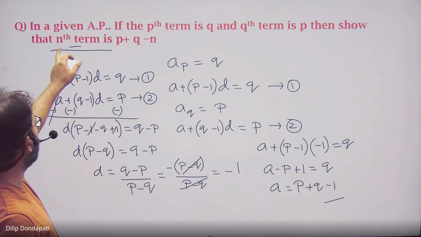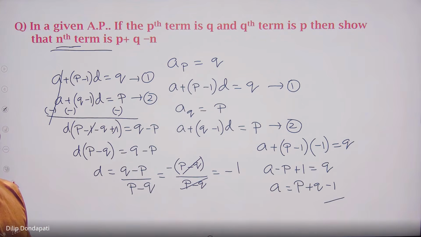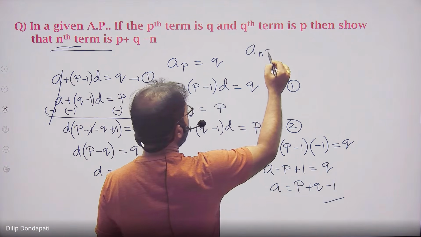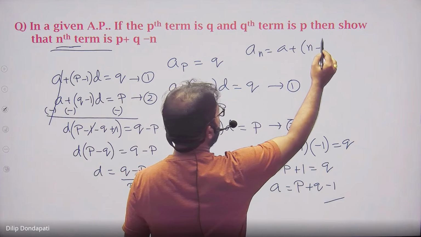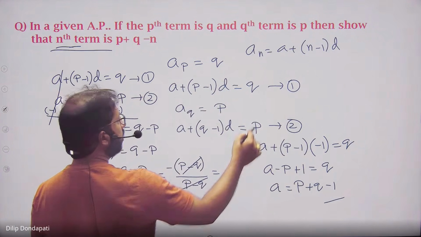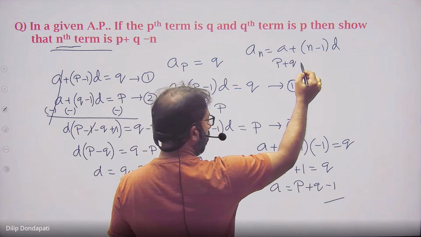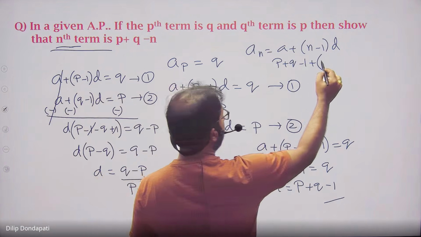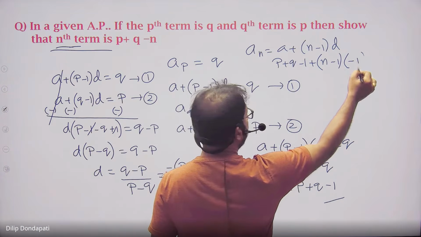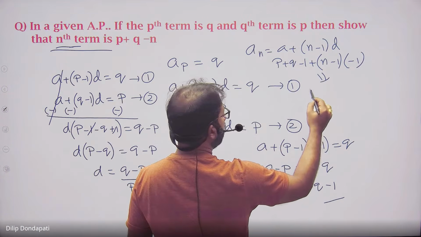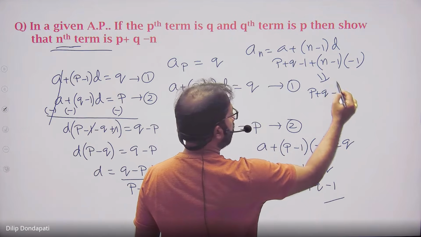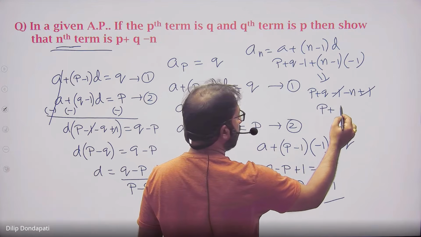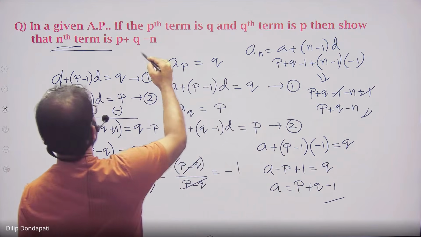Now what is it saying? Prove the nth term is equal to that much. So what will a n be? Expand: a plus n minus 1 into d. The a value is p plus q minus 1, plus n minus 1 into d. Here n minus 1 into d is minus n plus 1. So p plus q minus 1 minus n plus 1. The plus 1 and minus 1 cancel. Therefore we got p plus q minus n, which is the answer.